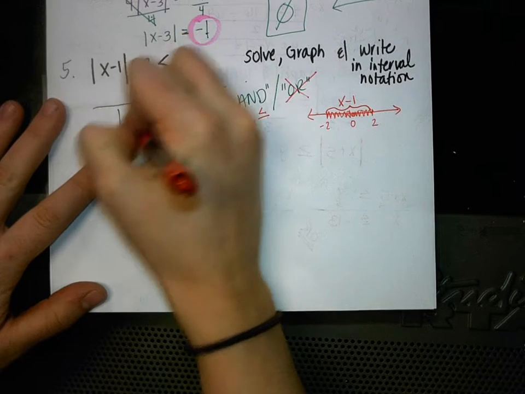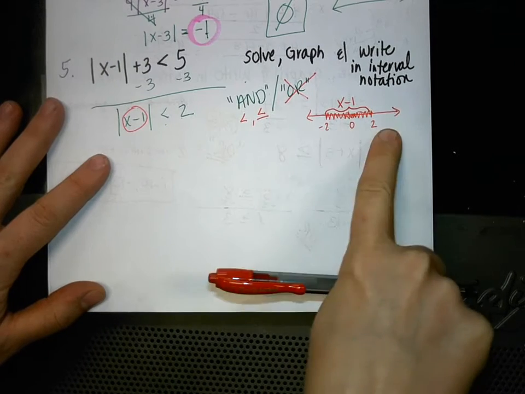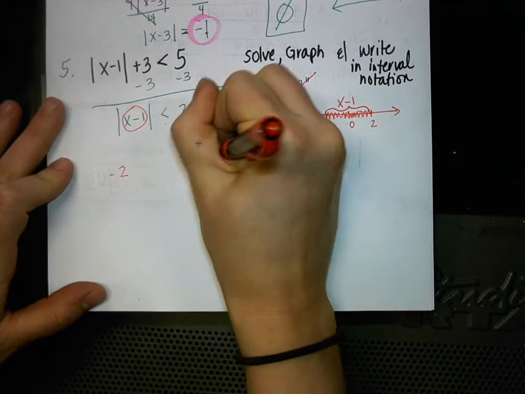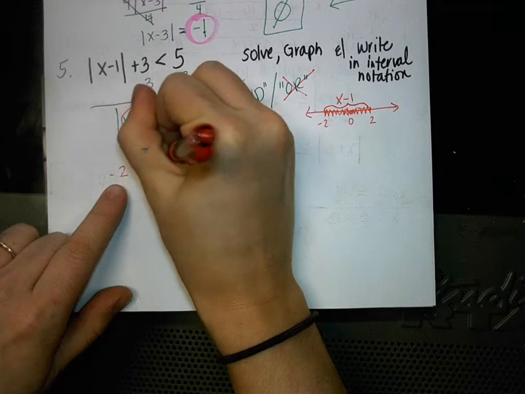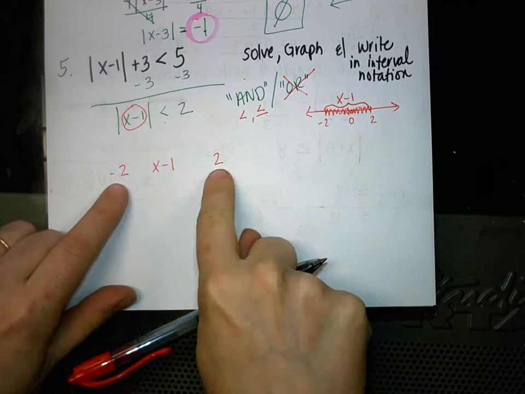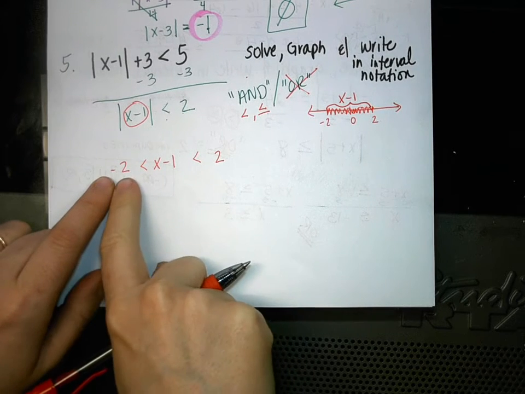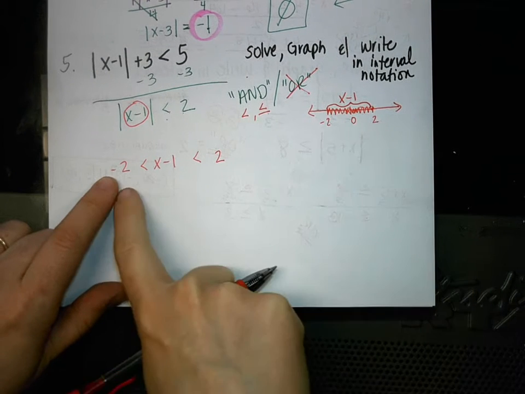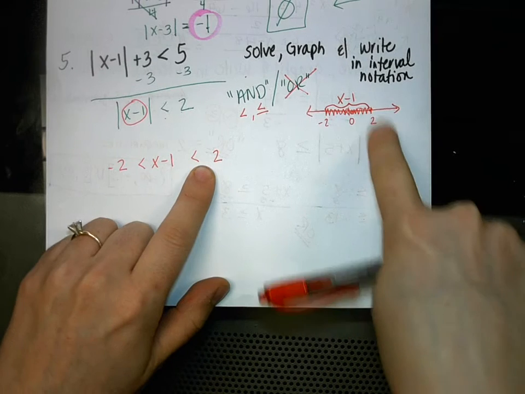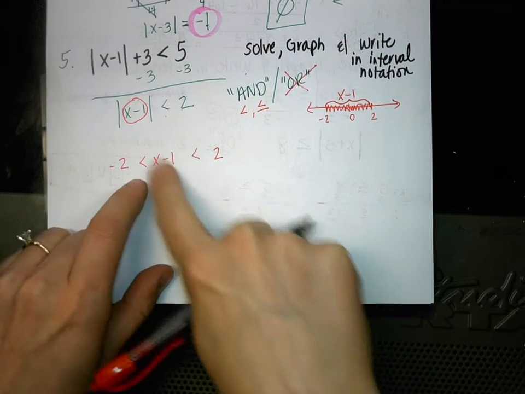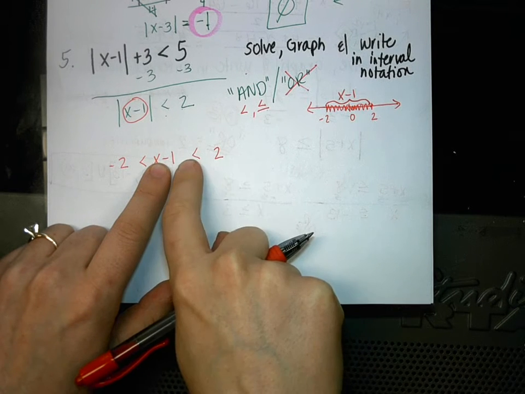So that just means this needs to be inside of these 2 numbers. So negative 2 to positive 2 has to go in numerical order. And your x minus 1 needs to be in the middle of those 2 numbers. Your sign stays the same because negative 2 is the smallest number I have, it'll be less than every other solution that's in the middle. And because 2 is the largest number I have, my solution cannot go outside of that value. But I still need to solve for x.